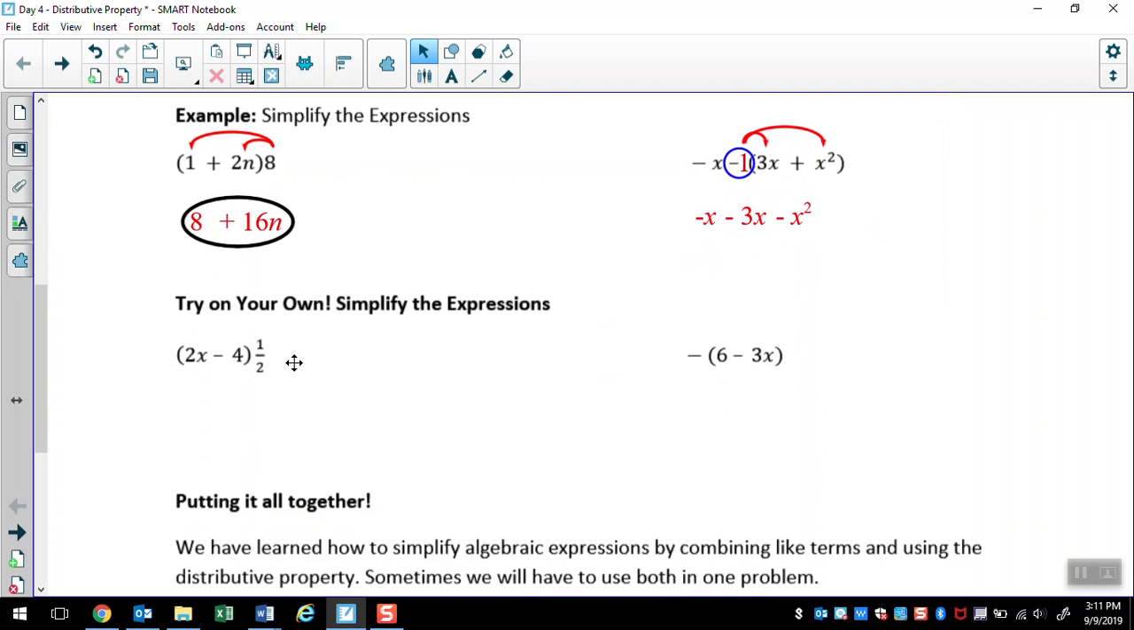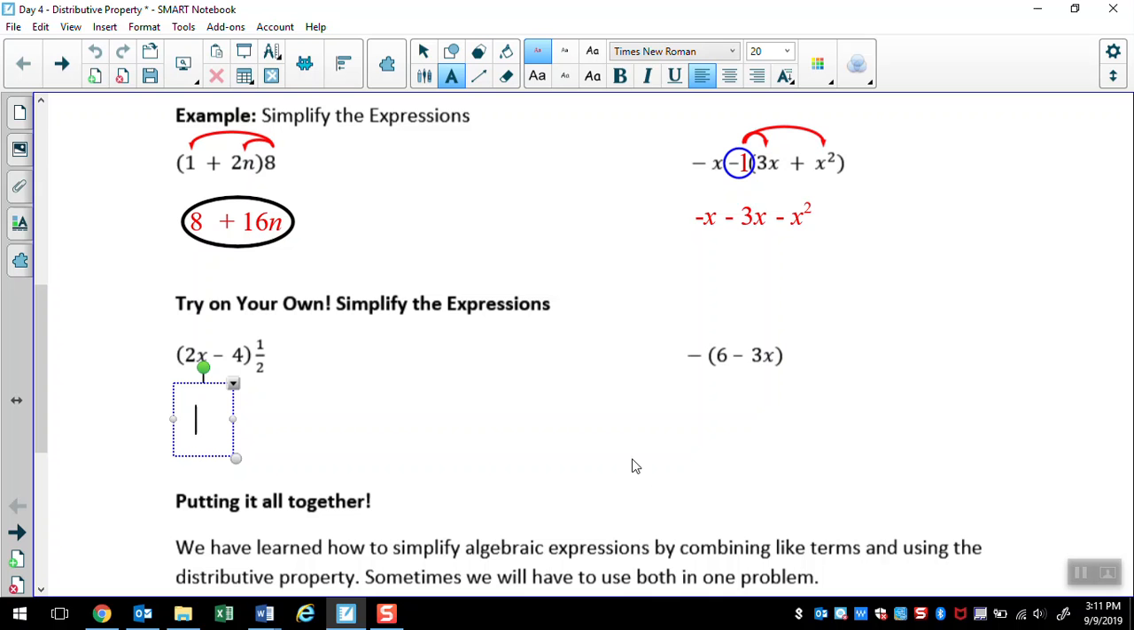So I want you to just distribute with these two problems here. Okay, pause the video now and complete those two problems. Okay, welcome back. With this one here, you should have gotten an answer of x minus 2. With this one here, you should have gotten an answer of negative 6 plus 18x. Check to see how you did, and if you need help on those, be sure to ask next class.